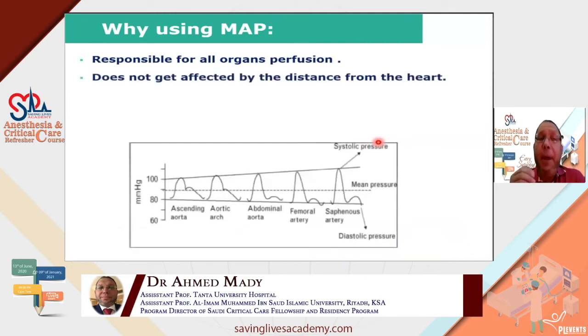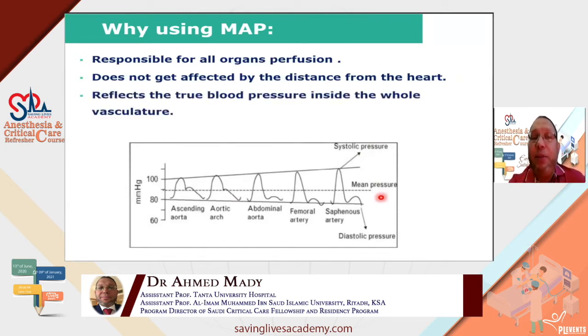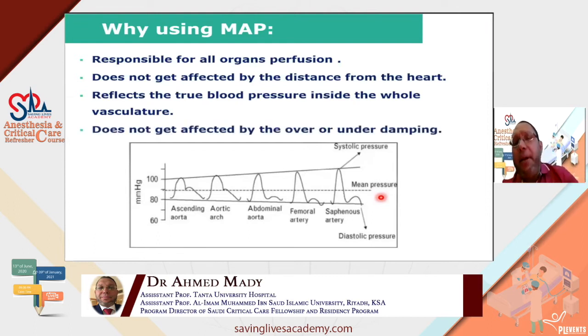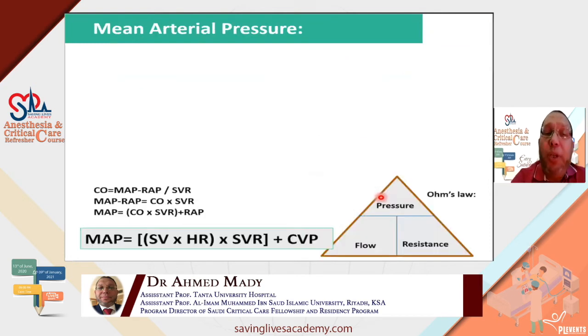Again, MAP doesn't depend on the distance from the heart. Whenever you are measuring the blood pressure from anywhere, from the aorta until the saphenous artery, MAP is almost the same. MAP reflects the true blood pressure inside the whole vasculature, and it isn't affected by underdamping or overdamping. So MAP is essential for that. So how can we calculate the MAP?